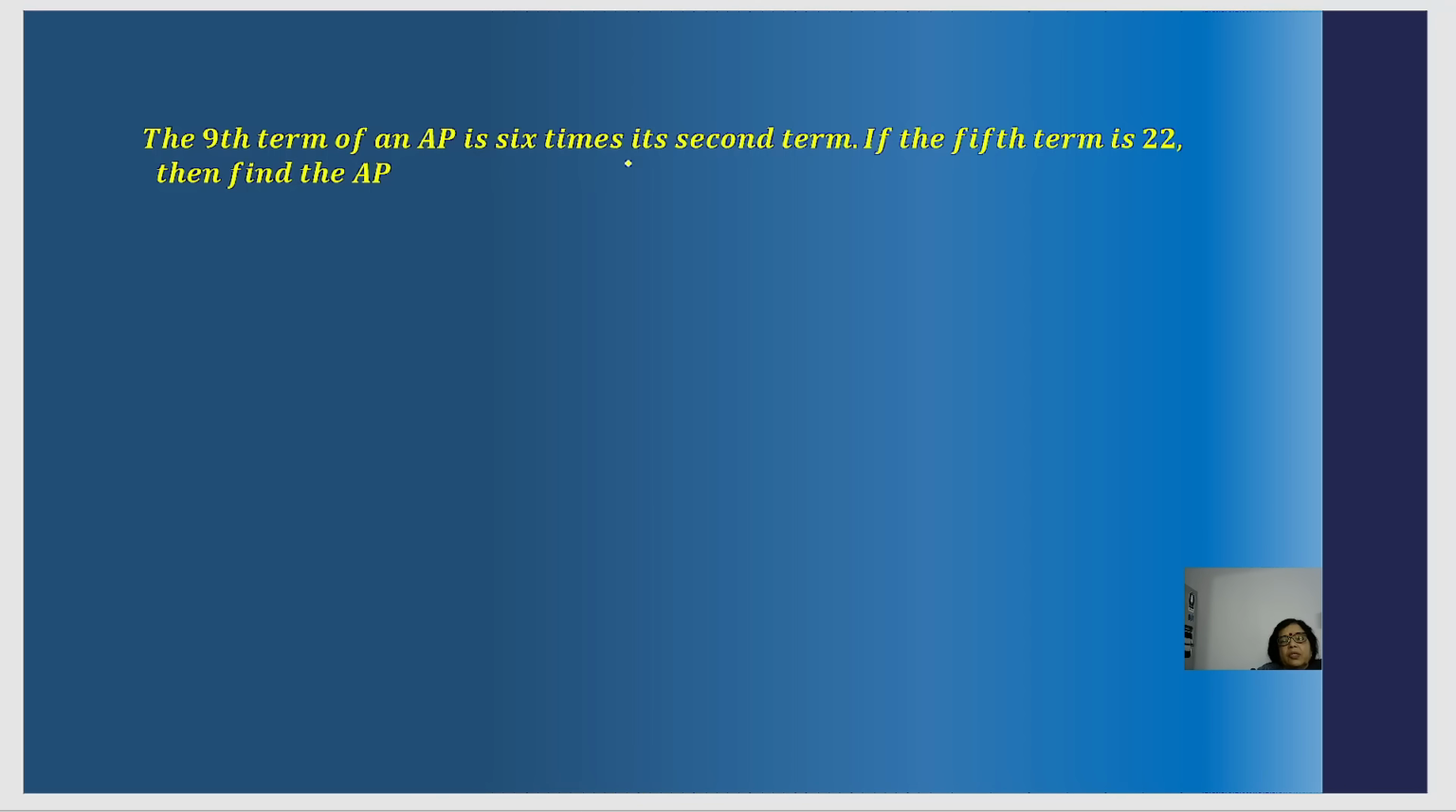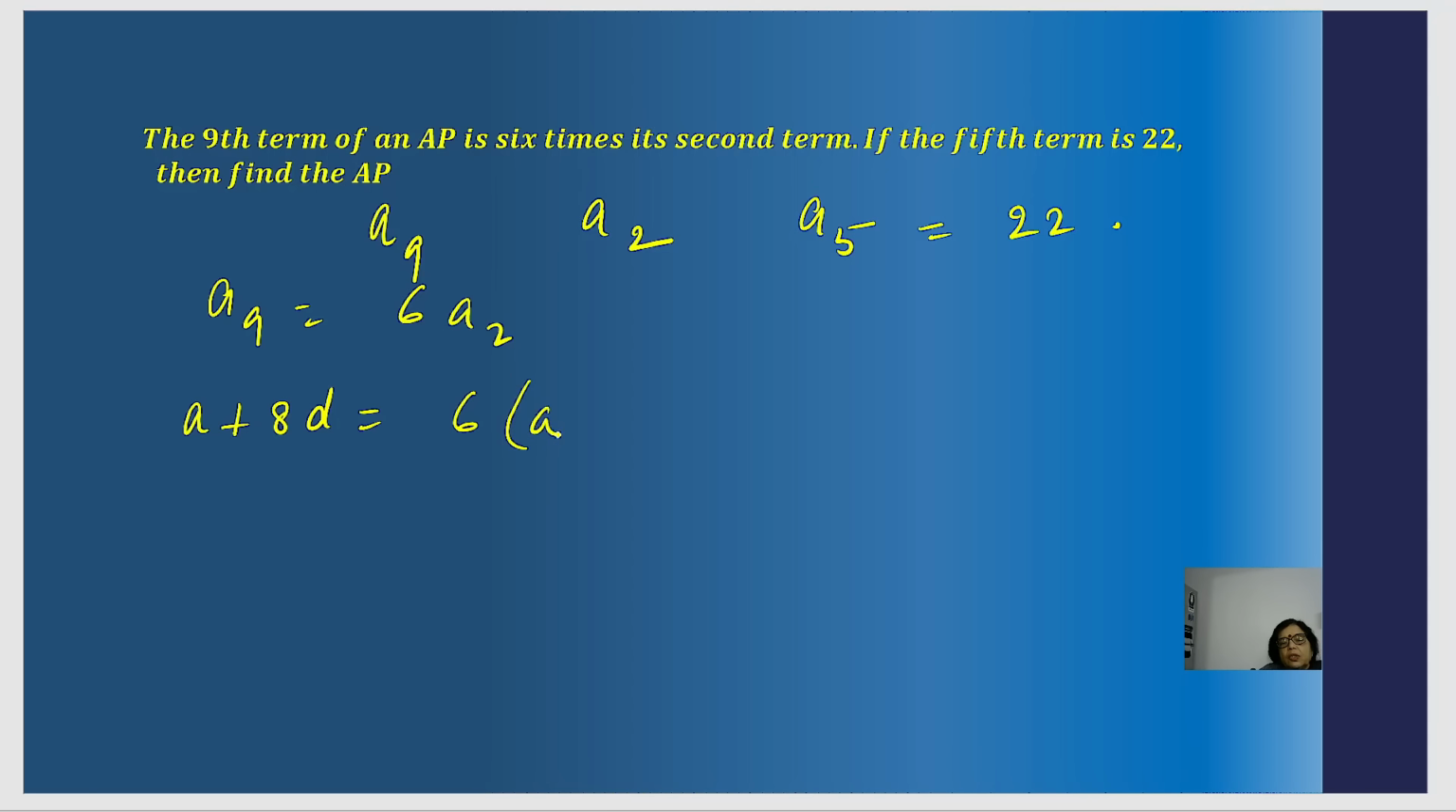The ninth term of an AP is 6 times its second term. If the fifth term is 22, then find the AP. The ninth term can be written as A9, the second term can be written as A2, and the fifth term can be written as A5. So the question says the ninth term A9 is equal to 6 times the second term, and the fifth term is equal to 22. Elaborating on this, we can write this as A plus 8D using the general term formula, and this becomes 6 into A plus D. On further simplification this will give us A plus 8D is equal to 6A plus 6D.